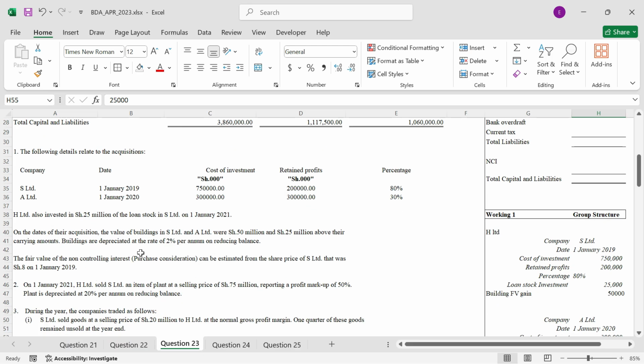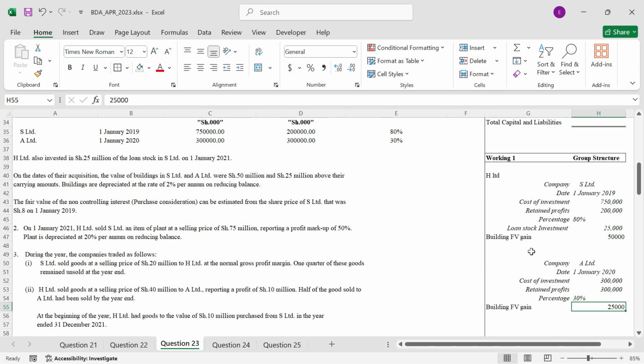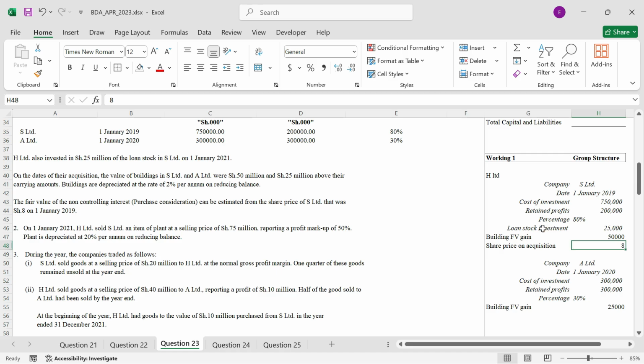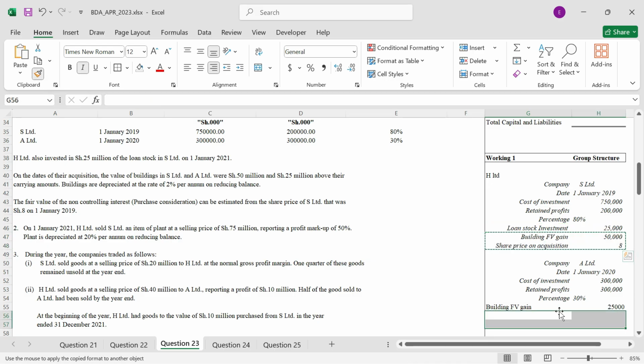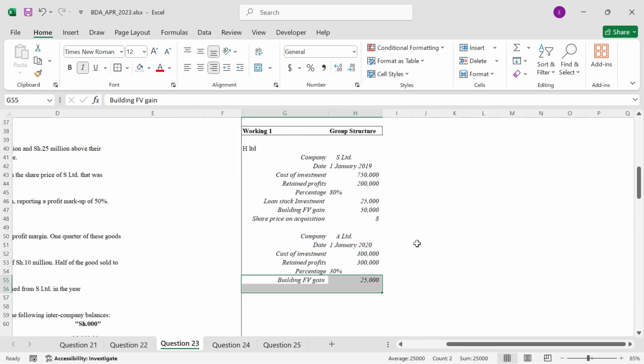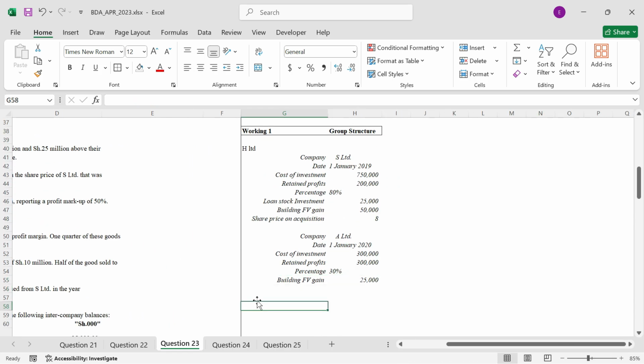The fair value of NCI can be estimated from the share price, estimated at 8 shillings as of January 2019. So share price on acquisition is 8 shillings. This also implies that my value of NCI will impact both the goodwill and the NCI. I think I can use this information to set up my calculations.